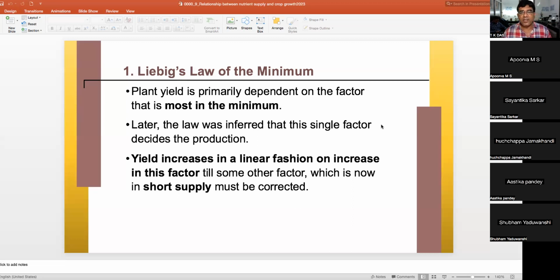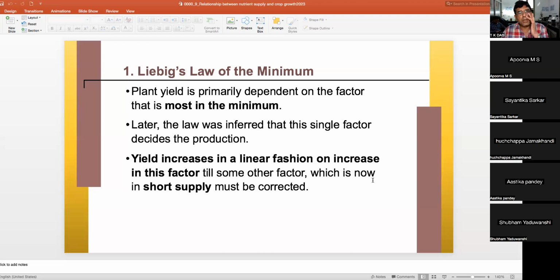Yield increases in linear fashion on increase in this factor. He said that yield will increase in this linear fashion, till some other factor which is now in short supply must be corrected. So another factor can become short or deficient. I think you understand the law of minimum very well.